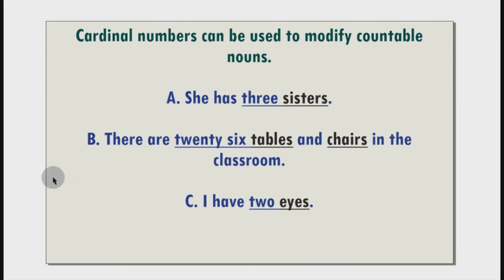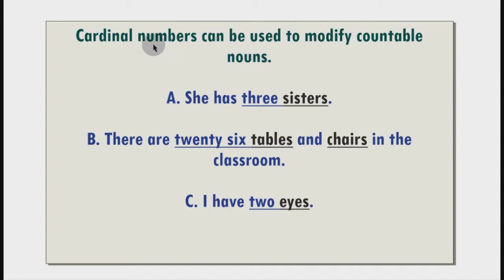We move on. Cardinal numbers can be used to modify countable nouns. Here we have to differentiate between cardinal numbers and ordinal numbers. 1 is a cardinal number, while first is an ordinal number. 2 is a cardinal number, while second is an ordinal number. 3 is a cardinal number, while third is an ordinal number, and so on and so forth.